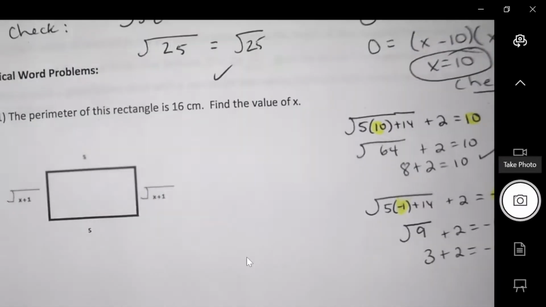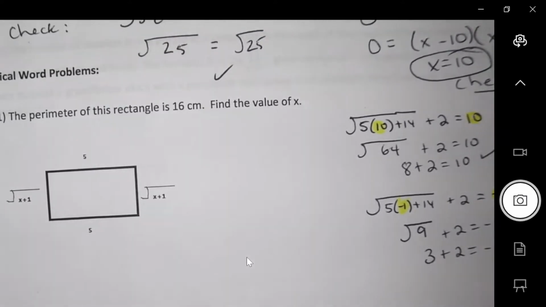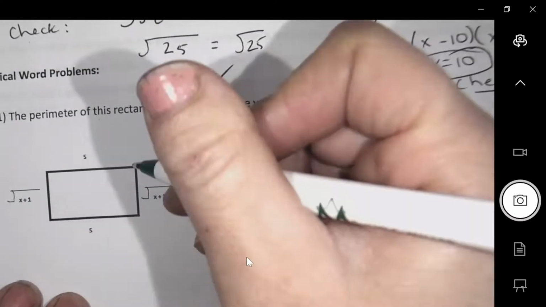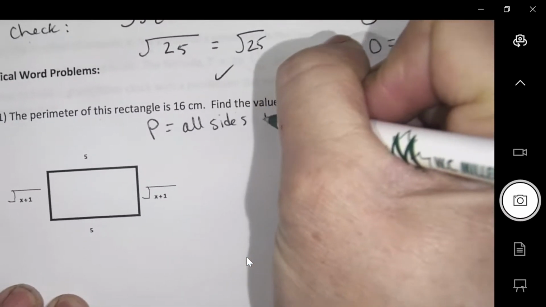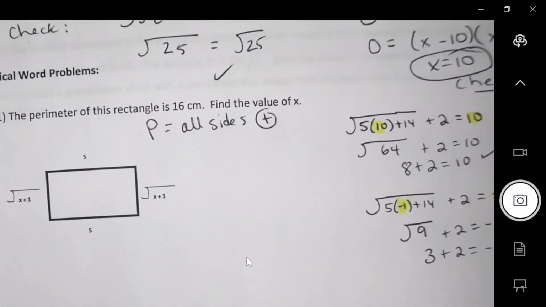Okay, so this question says the perimeter of this whole rectangle is 16 centimeters, so we want the value of x. Okay, so we know that perimeter equals all sides. When you add all the sides together, do you know that about perimeter? You do all the sides added up.